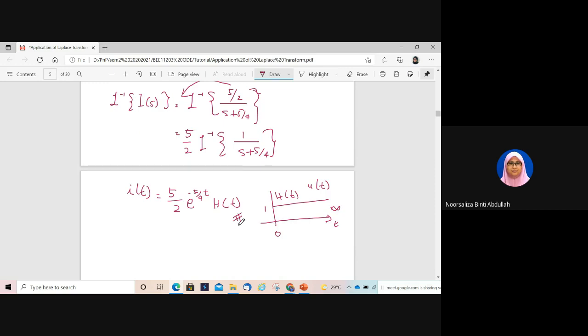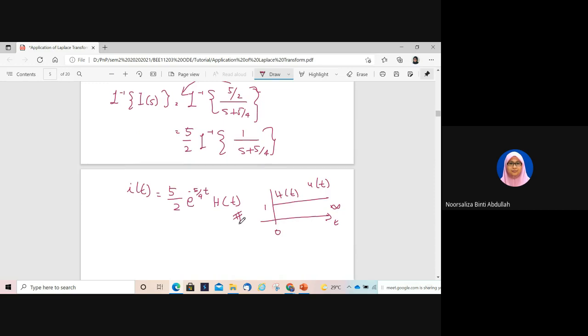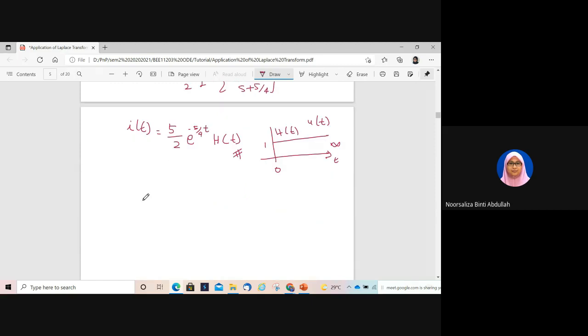No questions. Okay, then let's see how to get V(t), because the question asks you to solve for current and voltage. So now, for V(t).